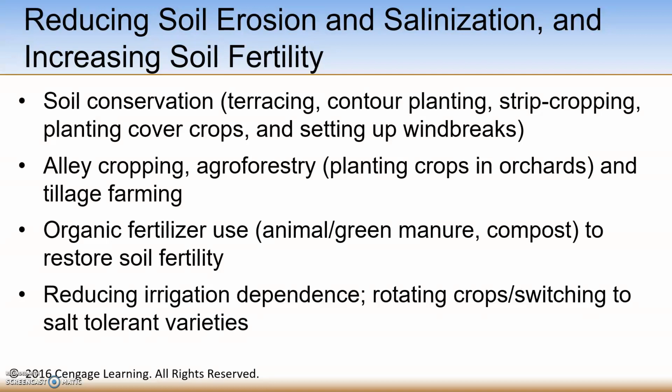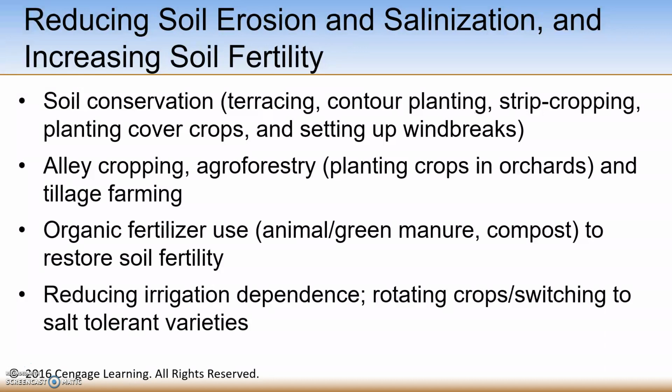So instead of just letting that field lay barren without any vegetation, they'll plant a specific cover crop that helps render more nutrients back into the soil. And then also setting up windbreaks with different types of tree species along the perimeter of the fields that help minimize wind erosion.